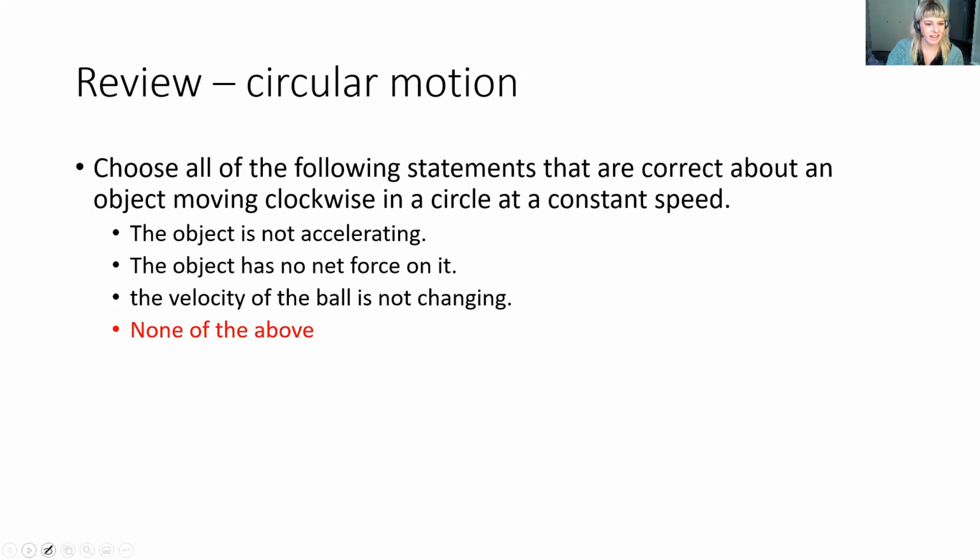The correct answer here is none of the above. If you've got an object moving at a constant speed in a circle, the object is accelerating, right? Its velocity vector direction is changing. That means it's accelerating, and it has a centripetal acceleration. If it has a centripetal acceleration, it must have a net force acting on it: the second law, F net equals ma. Even if the acceleration is centripetal, there's still a force acting. The velocity of the ball is not changing? That is false. The magnitude of the velocity is not changing, but the direction of the velocity is. Therefore, the velocity of the ball is changing.